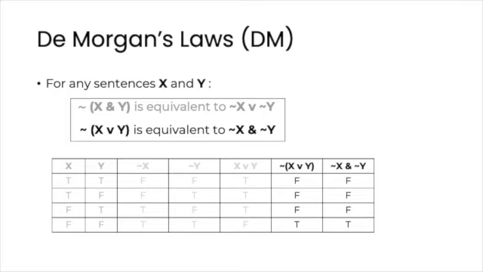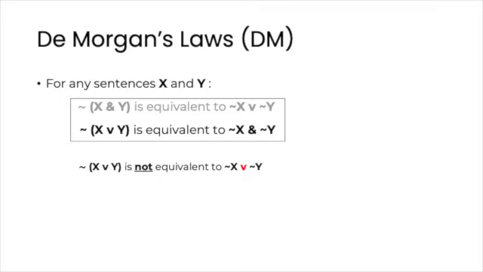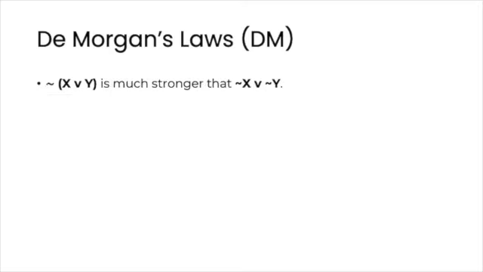At this point, I must also warn you against a mistake that some students make, which is, again, forgetting to switch the connective. So be mindful that not (X or Y) is equivalent to not X and not Y, not to not X or not Y. This can be shown with a truth table, which you can do yourself. So these two forms clearly do not say the same. Not (X or Y) is much stronger than not X or not Y.